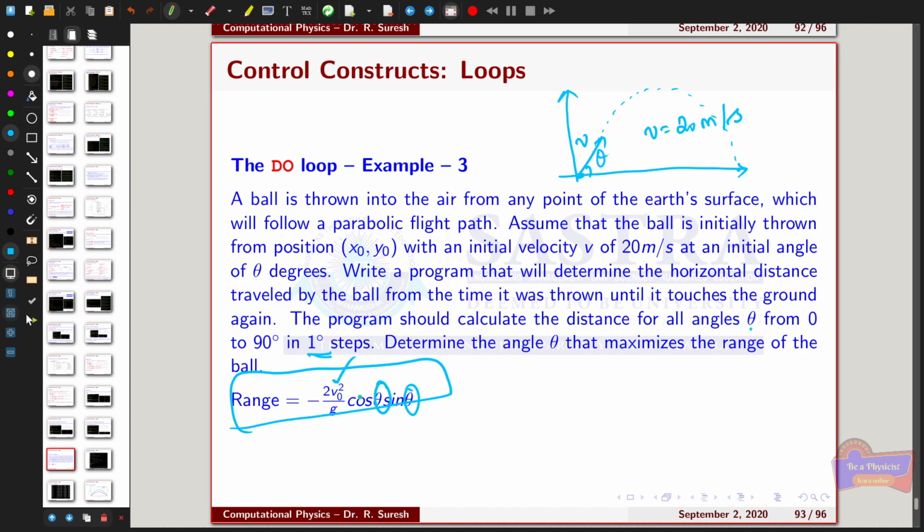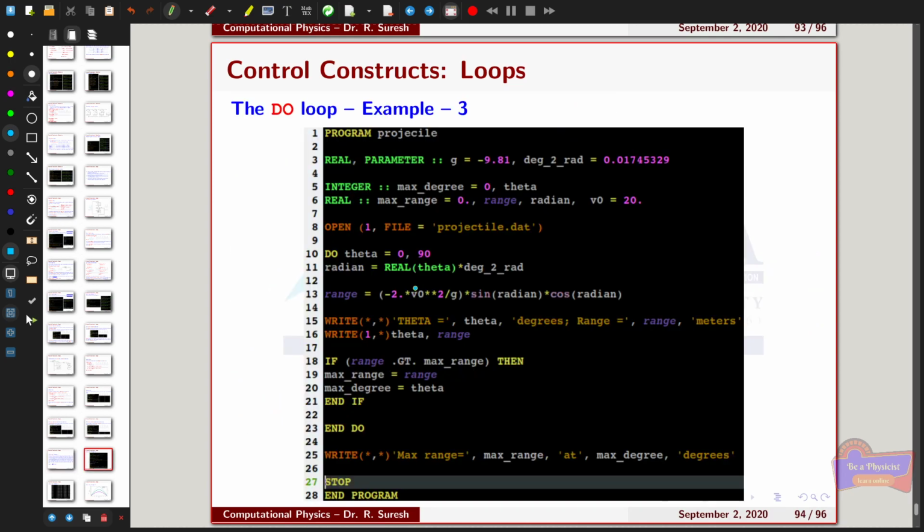Here v0 is the initial velocity, g is the gravitational constant, and theta is the corresponding angle. So if you substitute all these values, you can get the range corresponding to the particular theta value. This is the program to implement the corresponding problem, where I have included the constant values.